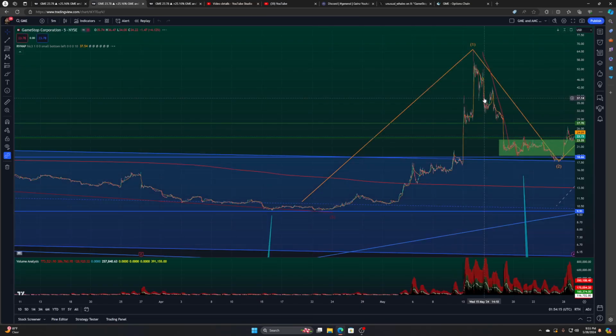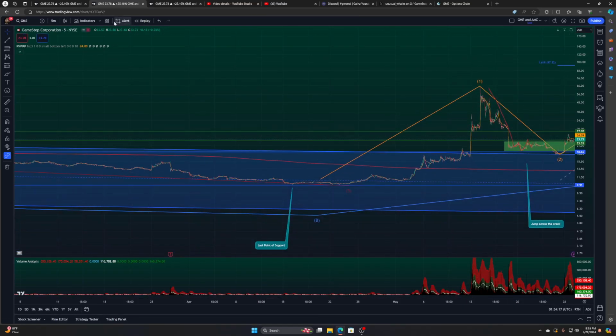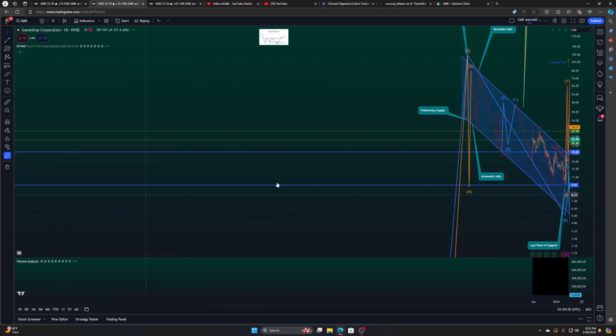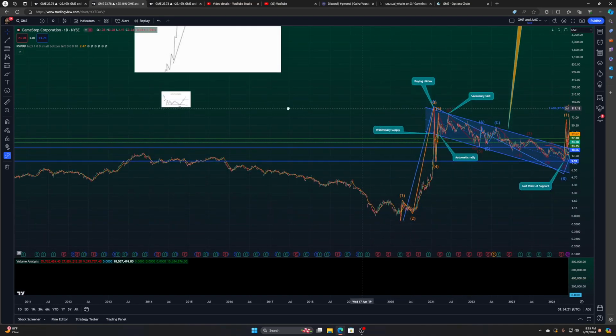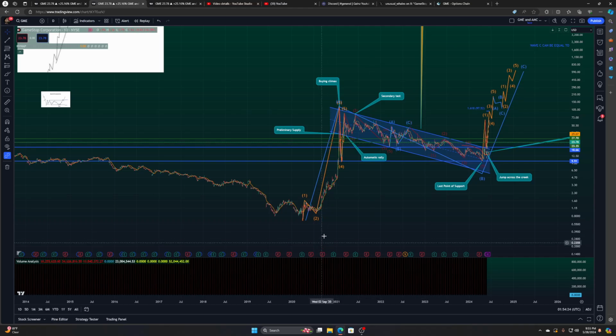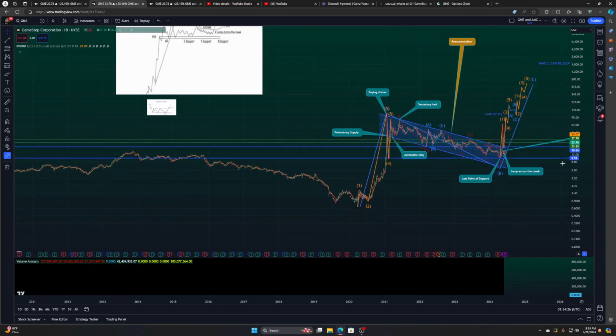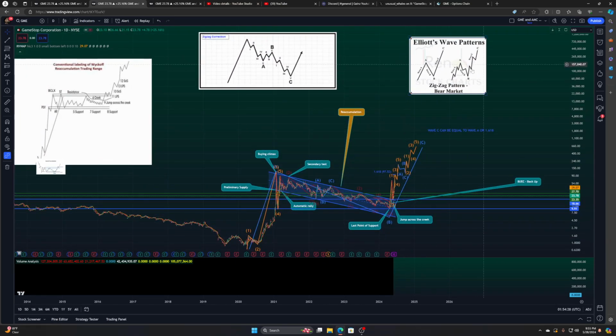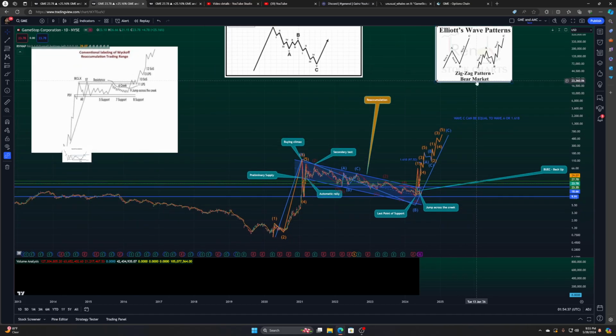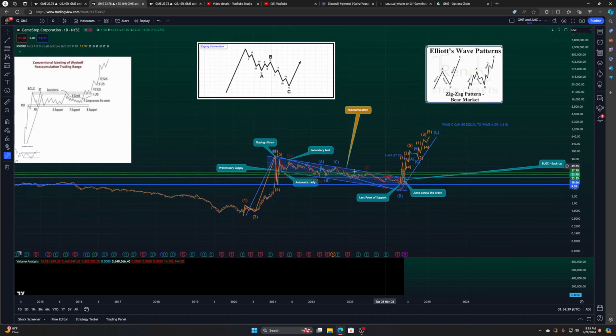So if we go over Elliott wave here on this chart, let's go back to the daily. Yeah, we have our ABC pattern. As you can see here, it's called a zigzag pattern, bear markets, Elliott wave. So we have wave A, wave B, and then wave C. And within wave B, I think we have what's called a zigzag correction.